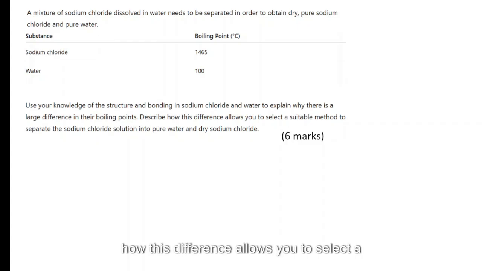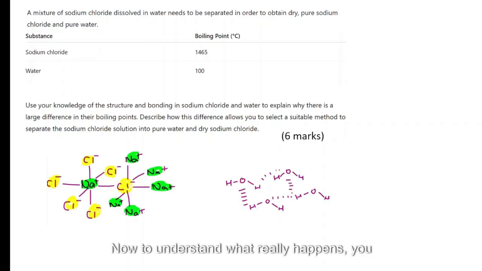Describe how this difference allows you to select a suitable method to separate the sodium chloride solution into pure water and dry sodium chloride. Now, to understand what really happens, you need to think about the structure of sodium chloride. In sodium chloride, each sodium plus ion is surrounded by 6 chloride ions and vice versa, meaning the other way around. There are very strong forces which makes the boiling point extremely high.